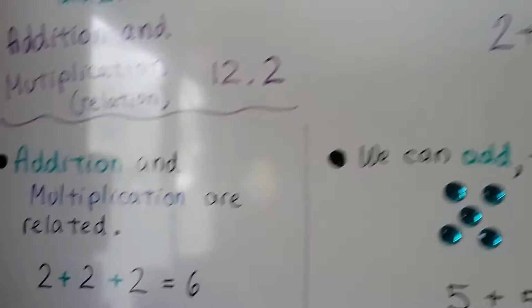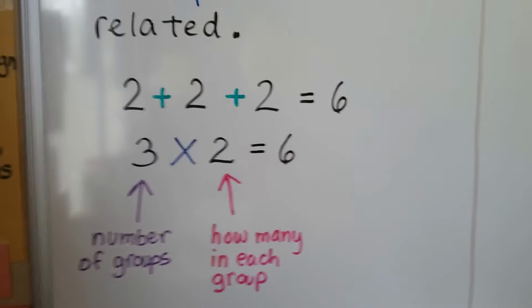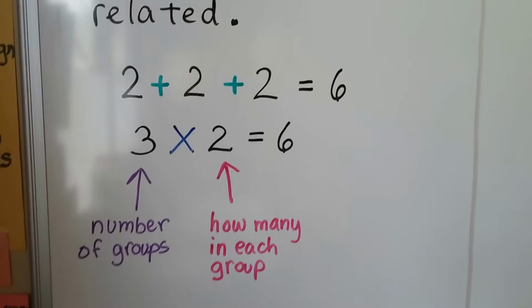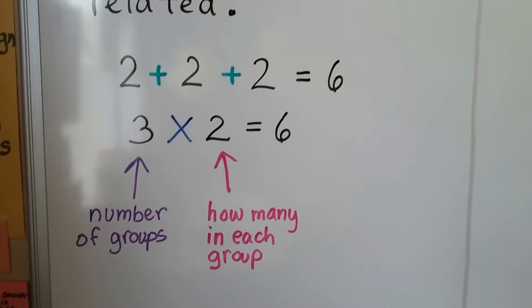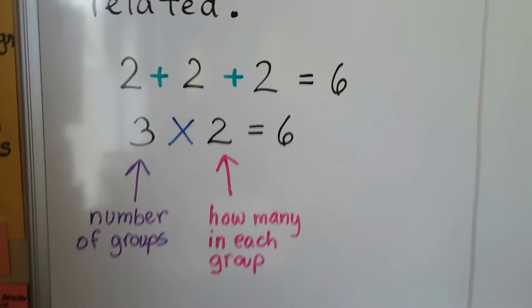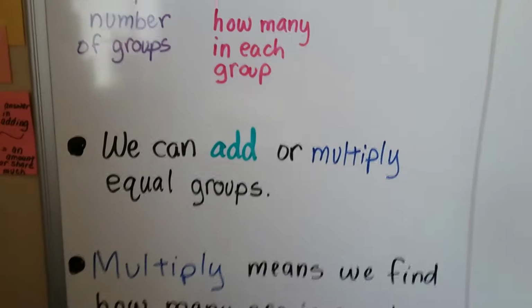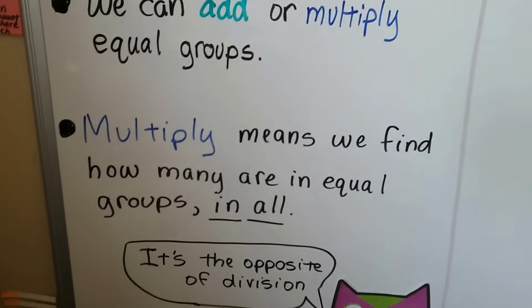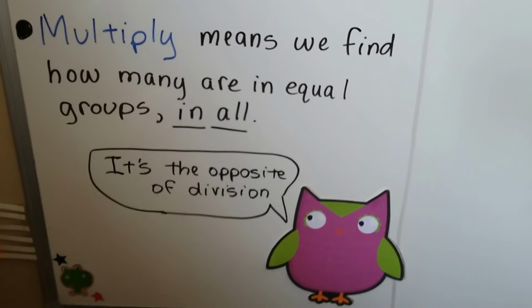So addition and multiplication are related to each other. 2 plus 2 plus 2 is equal to 6. The number of groups is 3, and how many in each group is 2. See that? And we can add or multiply equal groups. Multiply means we find how many are in equal groups in all.